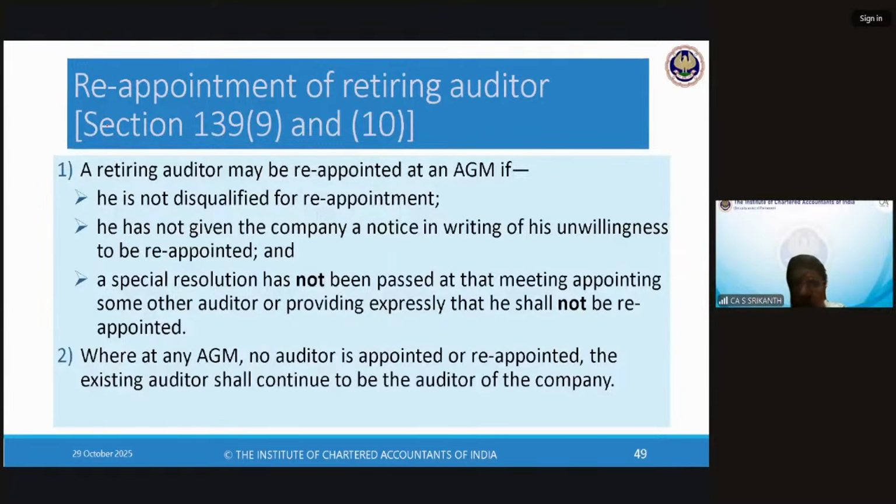In case he is not reappointed or no new auditor is appointed, then the retiring auditor may be reappointed, provided he is not disqualified, and he has not given the company a notice in writing of his unwillingness to be reappointed. See, suppose there is a rotation, then he cannot be appointed if it is a rotation. Rotational case is gone. 5 years over, 10 years over.